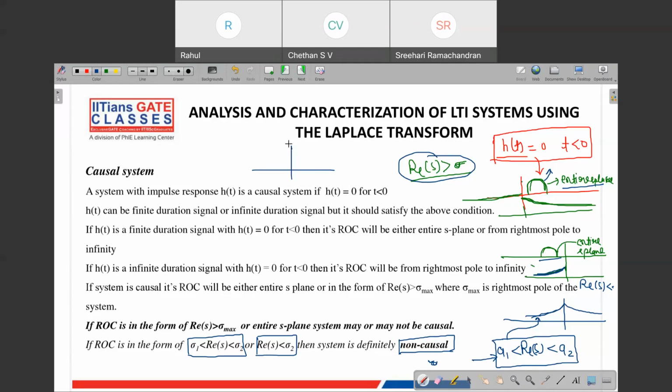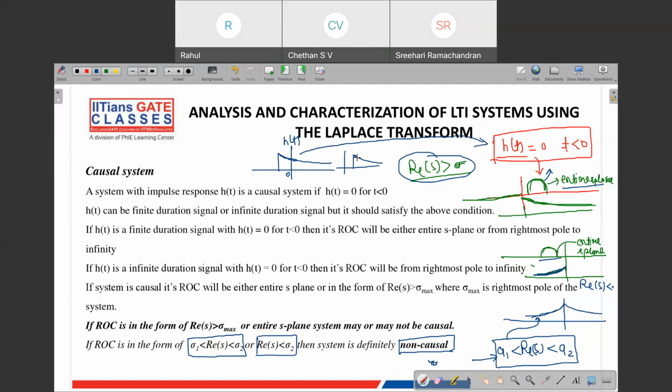So your h(t) can be something like this. It is still a right-sided signal, but we have a portion for which t is less than 0 but h(t) is non-zero. So it means that this criterion is not satisfied. It is still right-sided, but it is non-causal, and it can have this possibility also, which is causal.